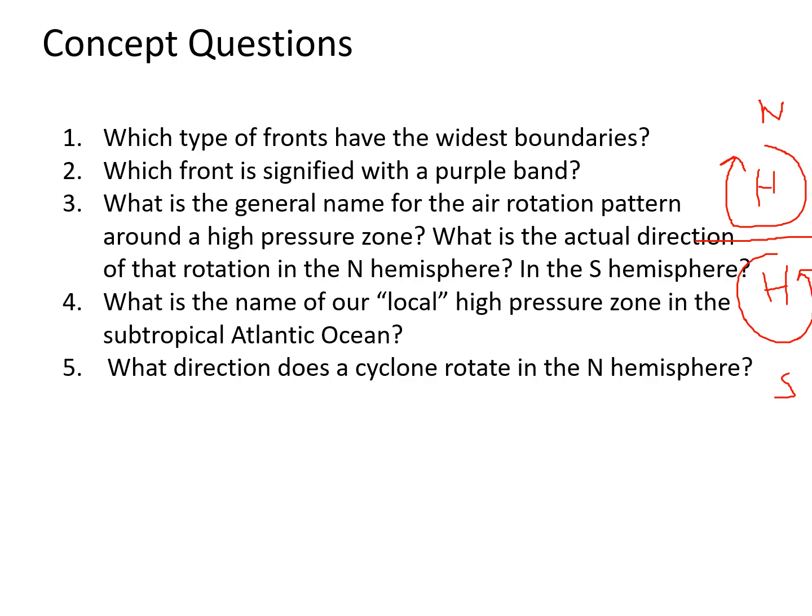The name of the local high pressure zone in the subtropical Atlantic Ocean is the Bermuda Azores High. Sometimes people just call it the Bermuda High, but Bermuda Azores High is the name for it.